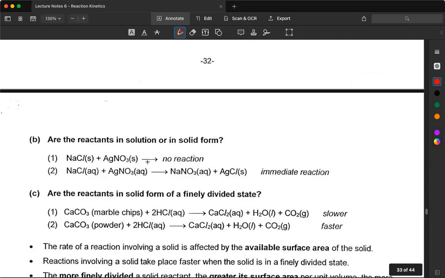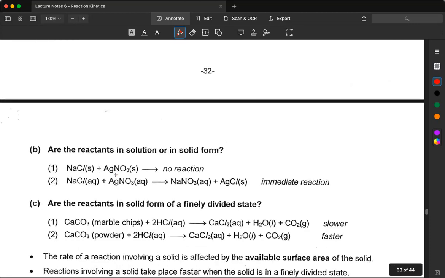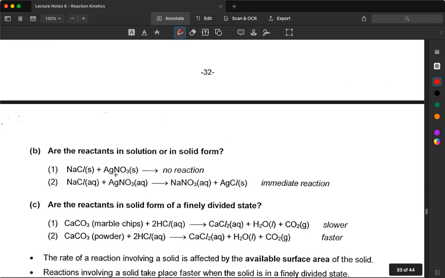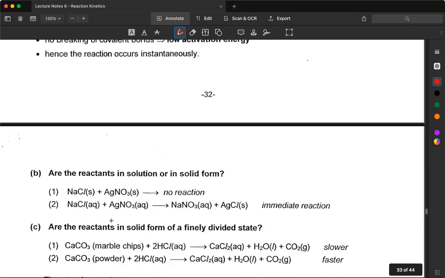How about this? For this one, they are both in solid state. There will be no reaction. But for this one, you form a precipitate. It's a precipitation reaction, right? It has an immediate reaction here. So it depends on whether you have two solids or two solutions. Two solutions forming a precipitate is quite spontaneous, okay, because the activation energy is lower. Here it is higher because you need to break the bonds.